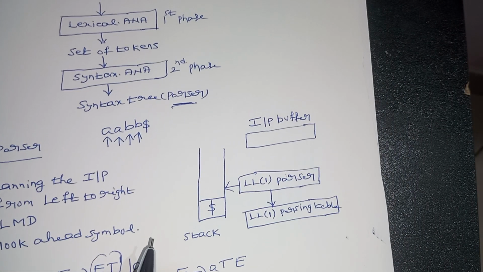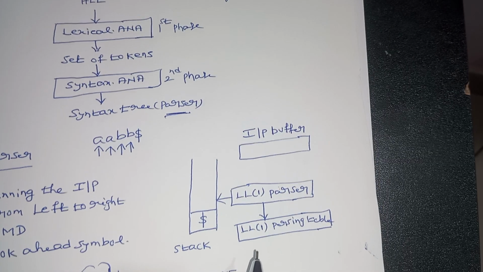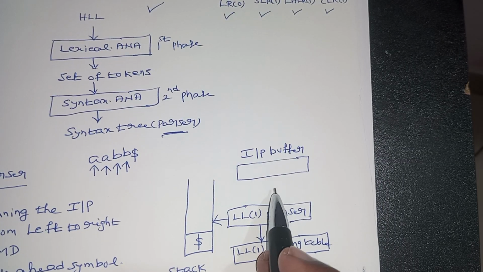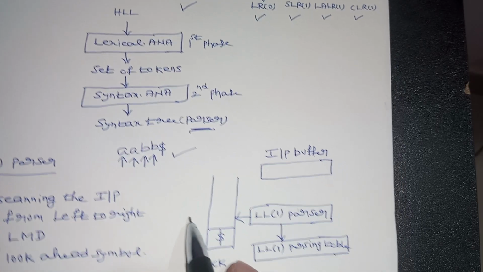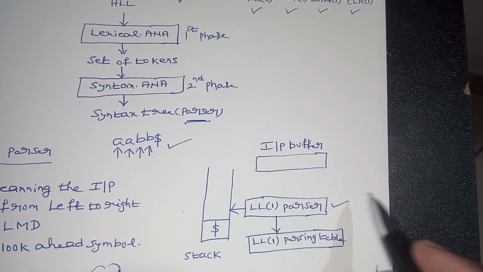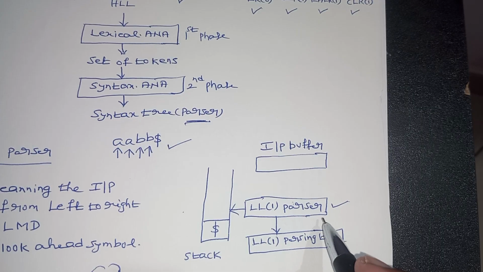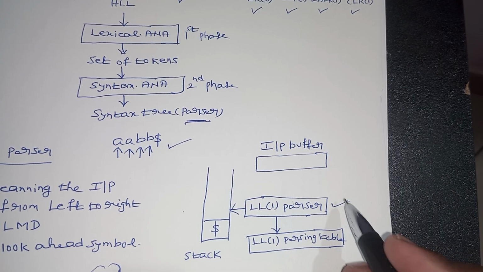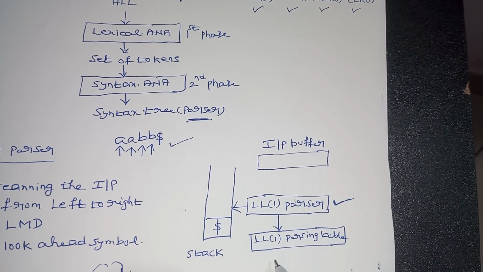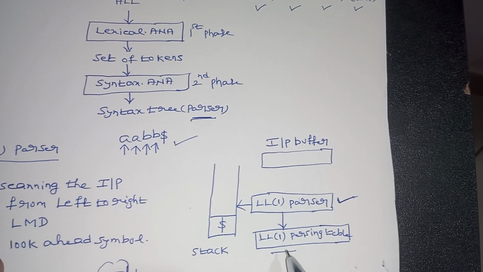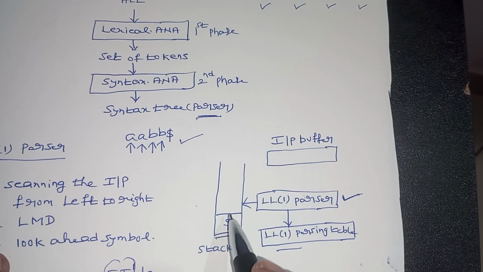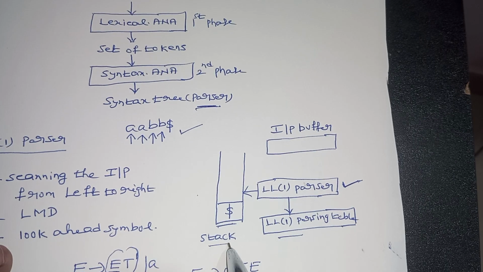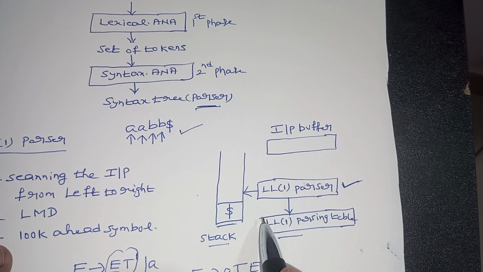Now coming to the diagram for the LL(1) parser. First, there will be an input buffer. What is the purpose of the input buffer? To store the input string. Second, this is the algorithm. The LL(1) parser is the algorithm, and the output is a tree. Next, we are going to use the LL(1) parsing table along with the stack. While using the algorithm, to pop and push, we are going to use the stack data structure. So this is about the LL(1) parser.